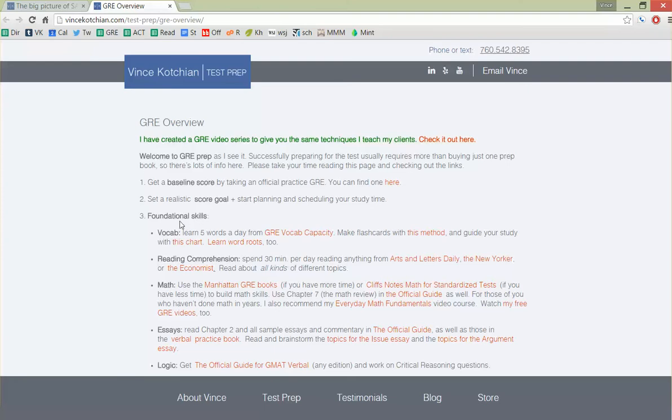Okay, so step 3, foundational skills. Vocab, you can get my vocab book if you like, but you don't need mine. You can always use words from anywhere that you don't know, but just make sure you're learning at least about 5 words a day. I have a link to a method to make flashcards, which is the best way I think to actually remember words if you make a really good flashcard. And then I have a chart, I'll just show you that, that shows you how to organize your studying.